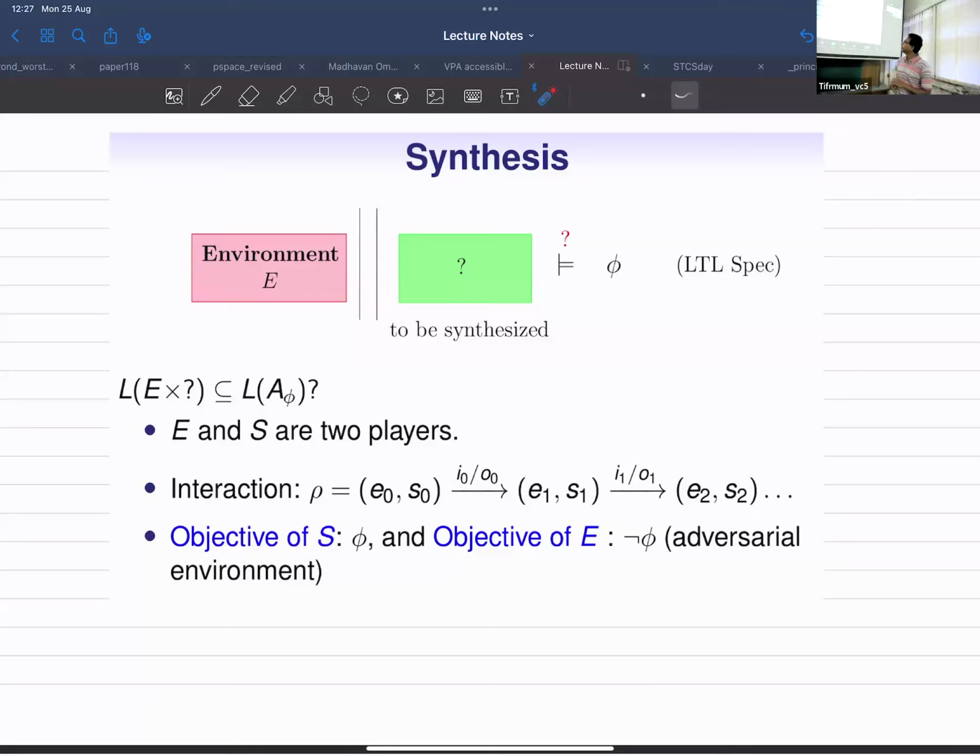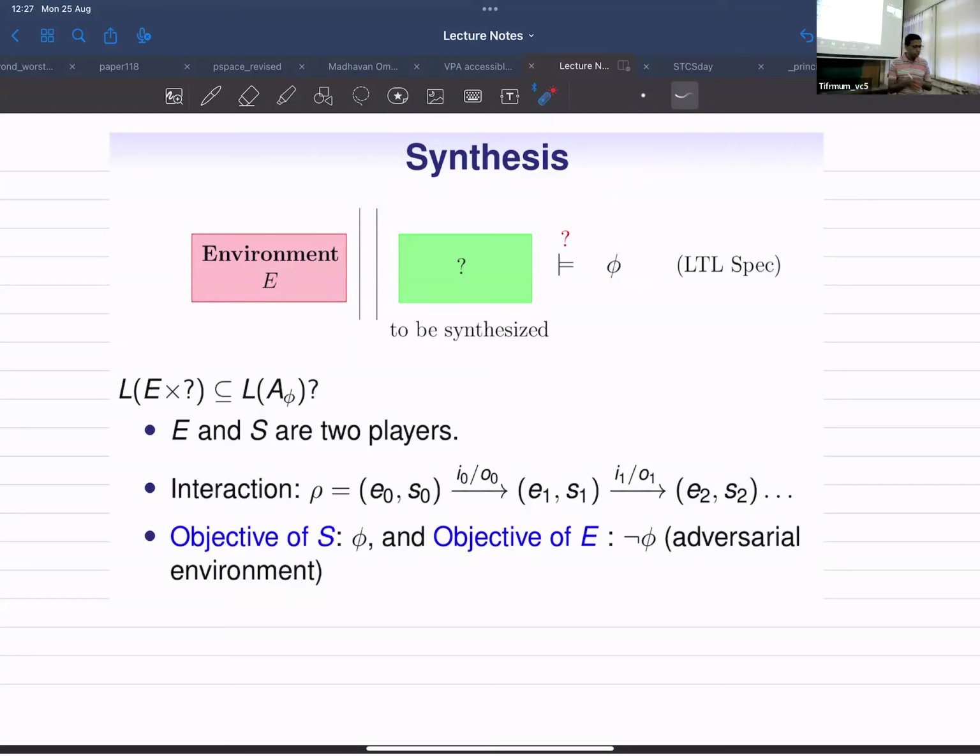And what is the objective of the environment? The objective of the environment is kind of to defeat the system player, in the sense that it produces some kind of input to which the system cannot respond properly, which means that the system cannot respond in a way such that the specification is satisfied. So suppose I'm playing with you, you are the system, I'm the environment. I'll give you some input such that you don't have a way to produce the output which will satisfy the specification. The generated infinite word will not be in the language of the specification phi.